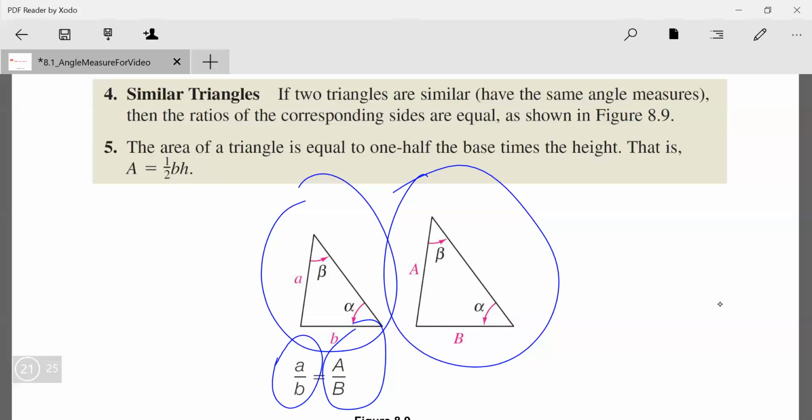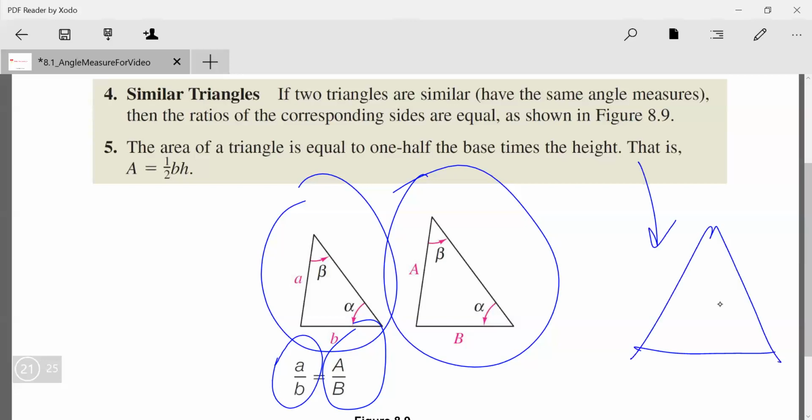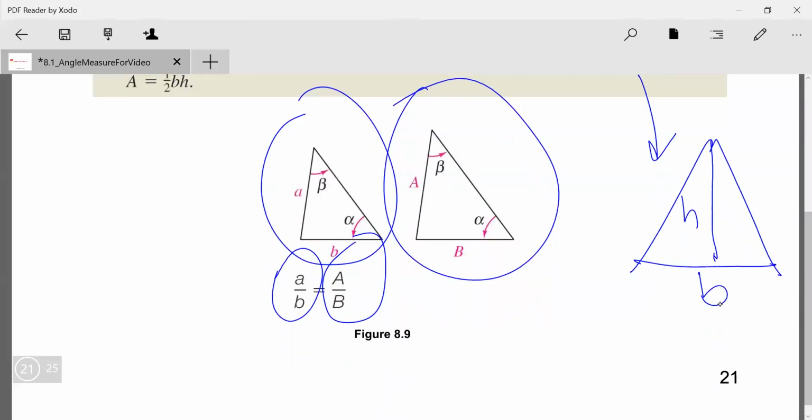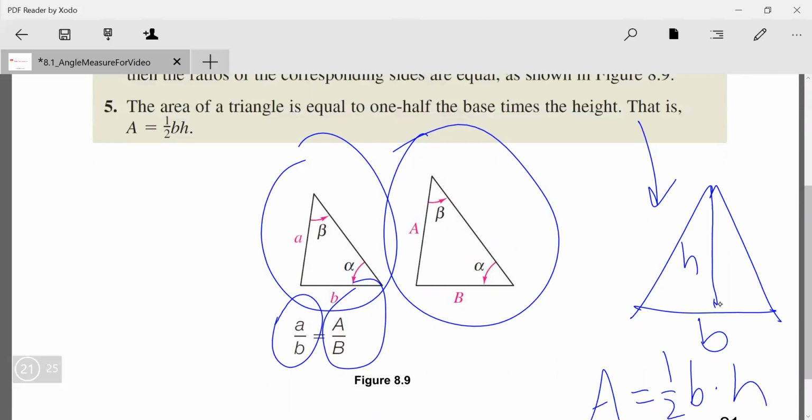Number 5 is about the area formula. You have a triangle here, and how do you determine the area? Suppose this is the base b and this is the height h, then the area of this triangle is A equals 1/2 b times h. Those are formulas that you already know.